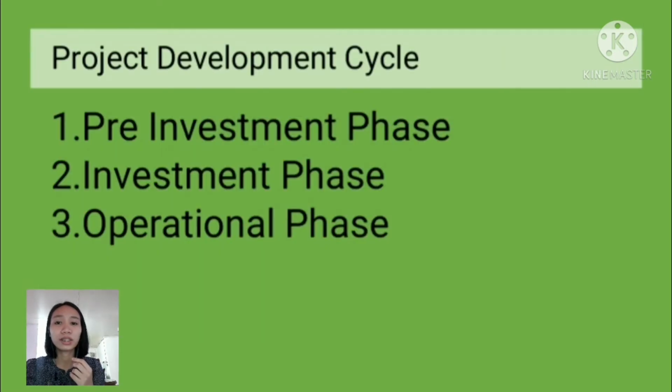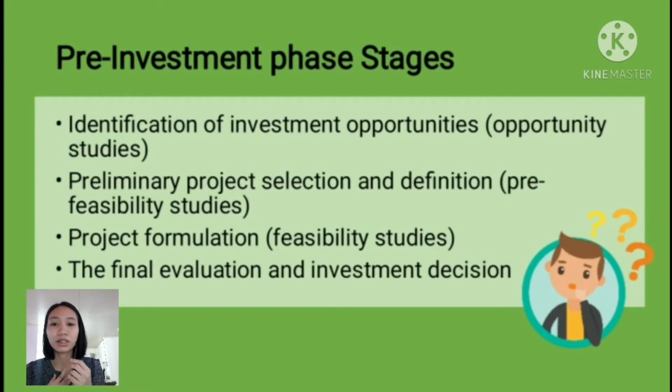So the project development cycle has three phases. First is the pre-investment phase, then the investment phase, and the operational phase. Each of these phases is common to all business entities and can be divided into stages. First is the pre-investment stage. In this stage, there is identification of investment opportunities or opportunity study. This is the part where potential opportunities for a business venture are being identified and listed.